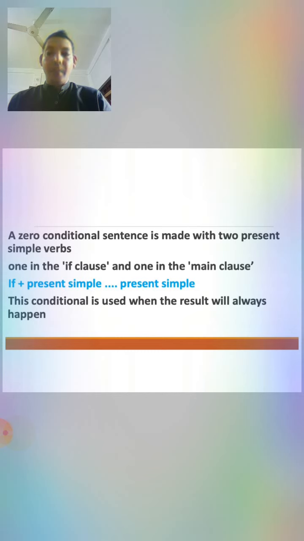A zero conditional sentence is made with two present simple verbs, one in the if clause and another in the main clause. So what we can see, there are two clauses. One is the if clause and another is the main clause. So the structure is: if plus present simple plus present simple. This conditional is used when the result will always happen.